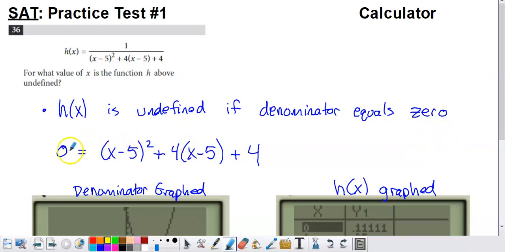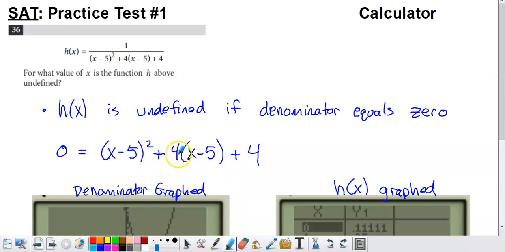So I thought, well, I need to know when that denominator is equal to 0. So when I set that denominator equal to 0, I've got a couple different ways I can try to solve this. I can try to isolate x. That's going to be a little tricky to do with this exponent here. So what you might think is, well, this is a quadratic equation. It's just not really in standard form.